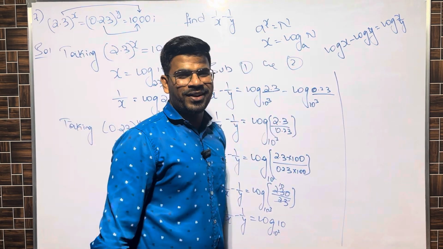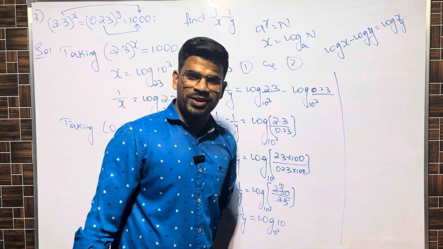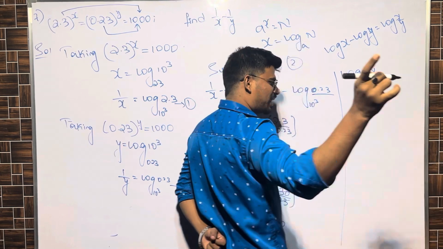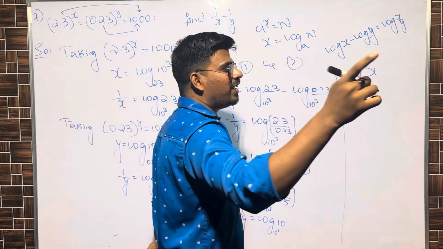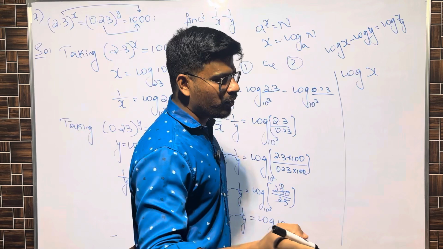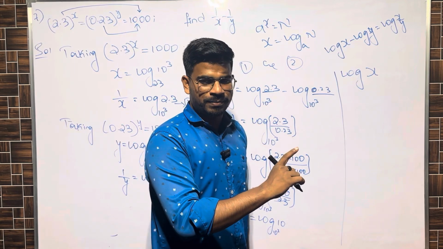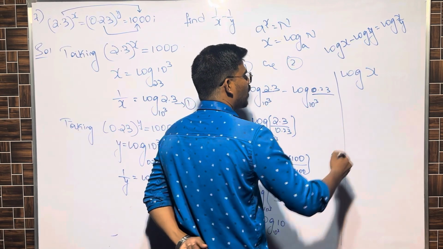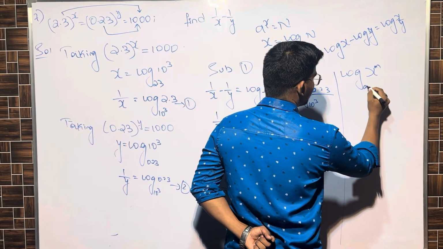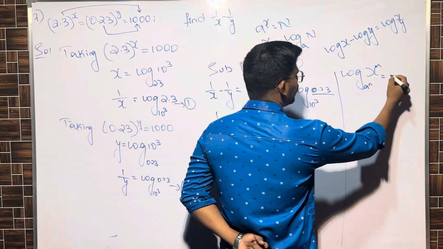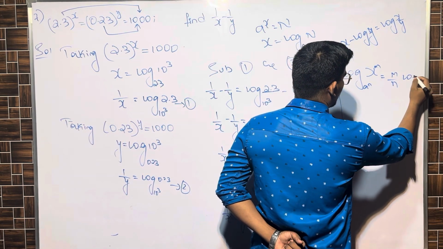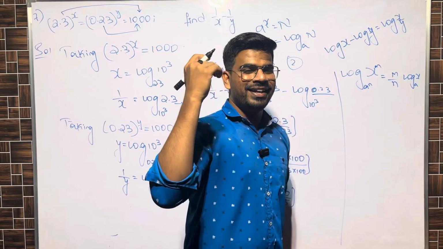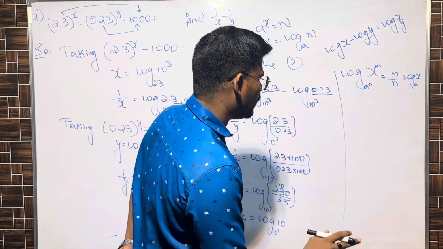One more logarithmic formula you have to understand: log x power m. Trust me, I promise this is the last one. I will not introduce you to any new formulas in this sum. This is the last formula which you have to remember. Log x power m to the base a power n is equal to m by n log x to the base a.